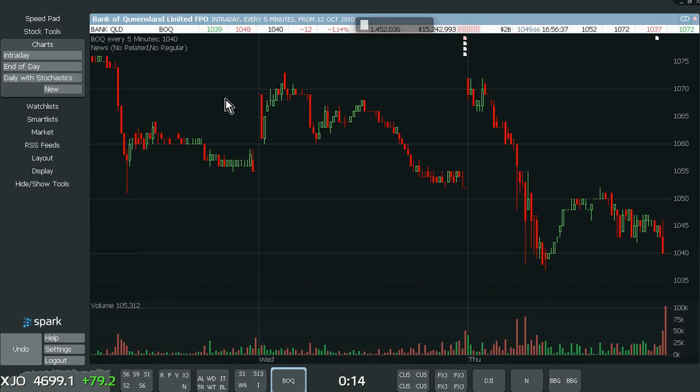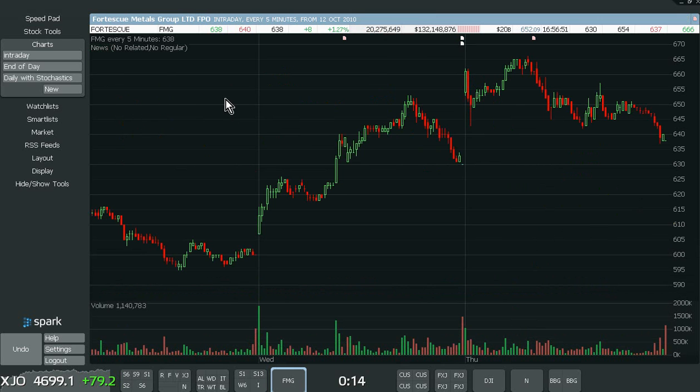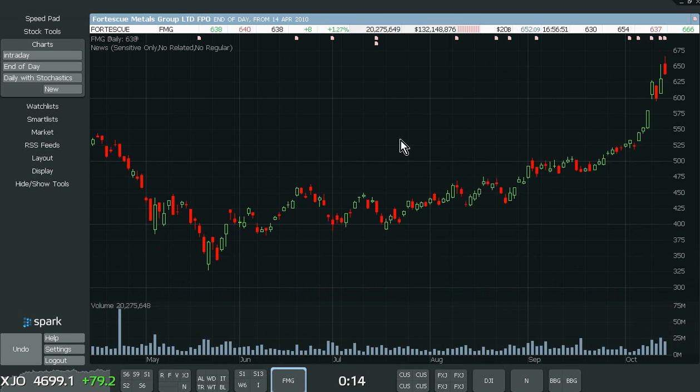Next one we'll have a look at is FMG. Okay, so there's the FMG chart. That's 2 and a bit days of 5-minute data. I'll just quickly go to the end of day chart. You can see it's been pretty strong lately. It's bounced from $5 back here in the middle of September up to 650 odd, so a pretty strong run.